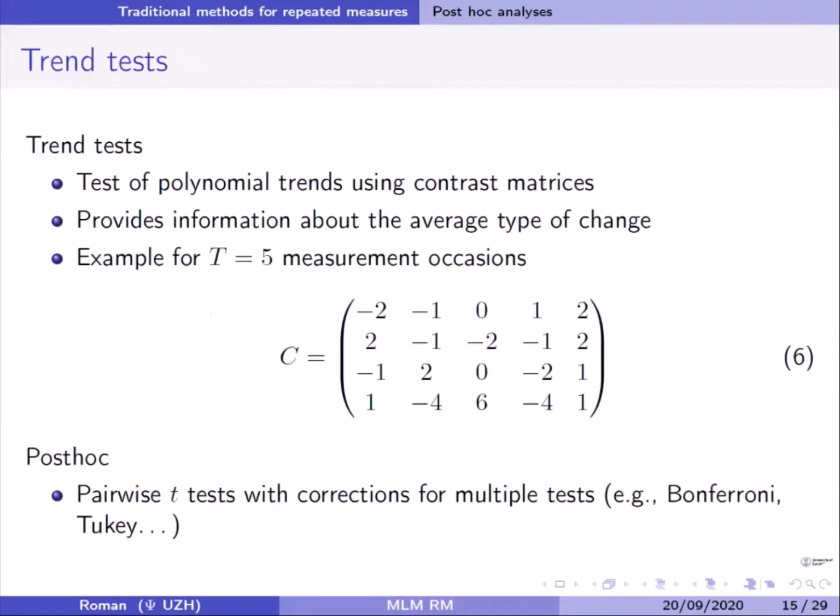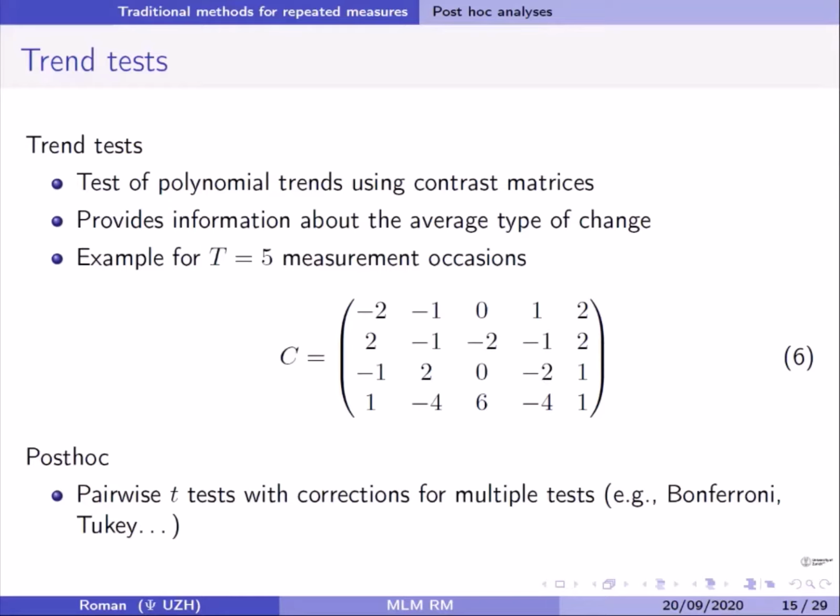Trend tests are another way to talk about change across time. So we can test polynomial trends using contrast matrices. This provides information about the average type of change. So for example, if we have 5 measurement occasions, 1, 2, 3, 4, and 5, and we want to have an idea of the change across time, we can use pairwise t-tests with corrections for multiple tests, Bonferroni, Tukey, etc. This is a bit of a primitive way.